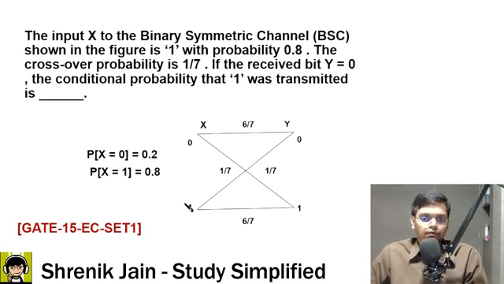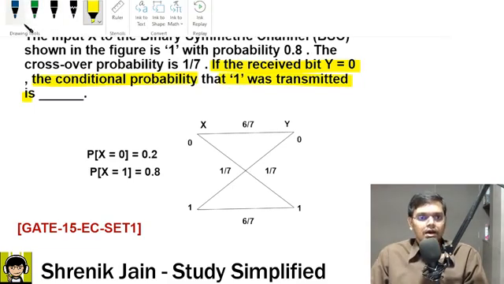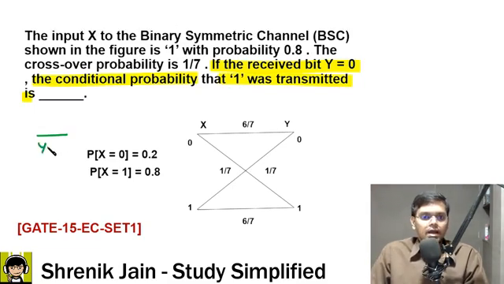Sir, how 0.4? Other students, check it out. They are asking, and this word is very important, if the receiver has received y is 0, the conditional probability that 1 was transmitted is what? They are saying that y is 0, the receiver has received this, but this happened when x is 1, when the transmission was 1.